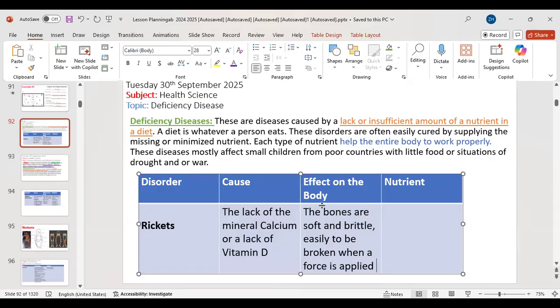Everyone should be writing this down. So rickets is caused by a lack of vitamin D and lack of calcium, and it causes your bones to become brittle.